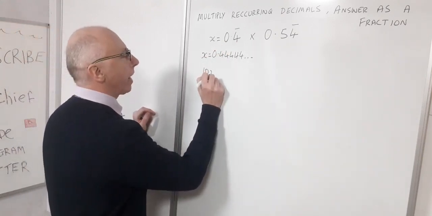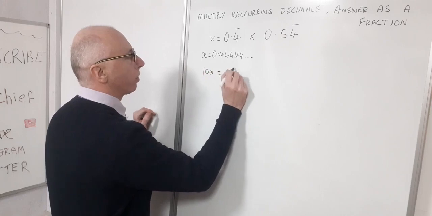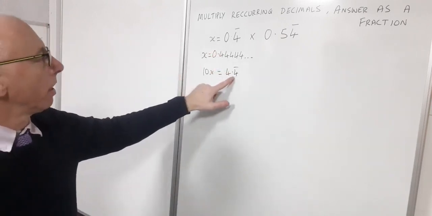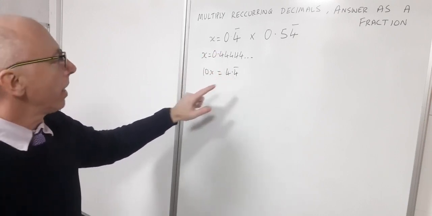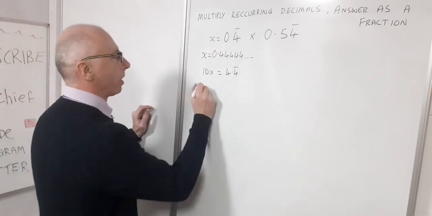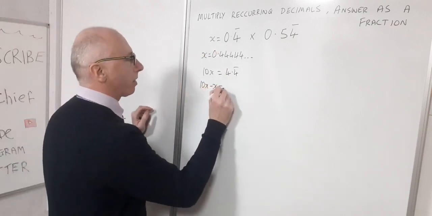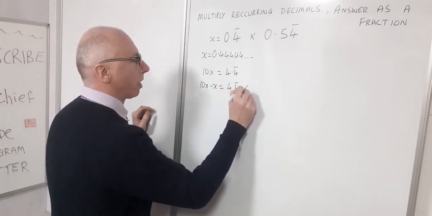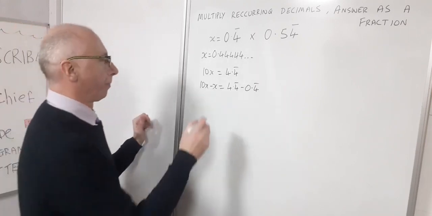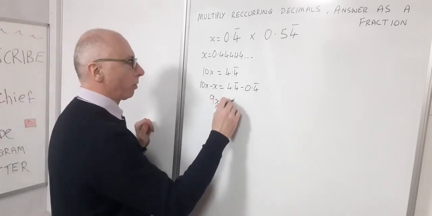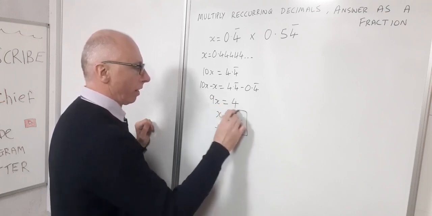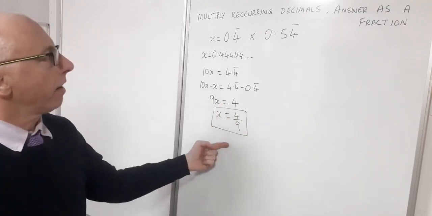So if I do 10x equals 4.4 recurring, that would be a case of just moving my decimal point here. That's now 10x. And now I could subtract my x to get rid of this 0.4 recurring. So 10x minus x equals 4.4 recurring minus 0.4 recurring. So simplifying this up, I've now got 9x equals 4. So x equals 4 over 9. So that's my first term taken care of.